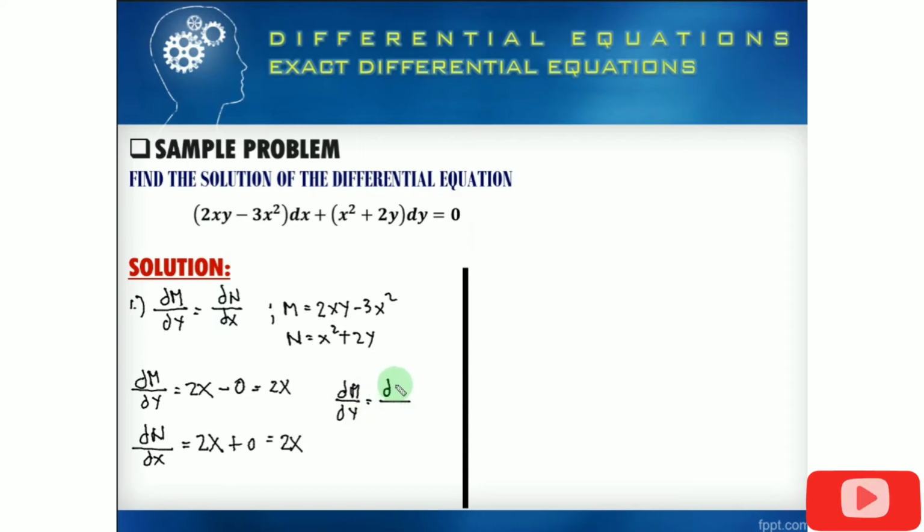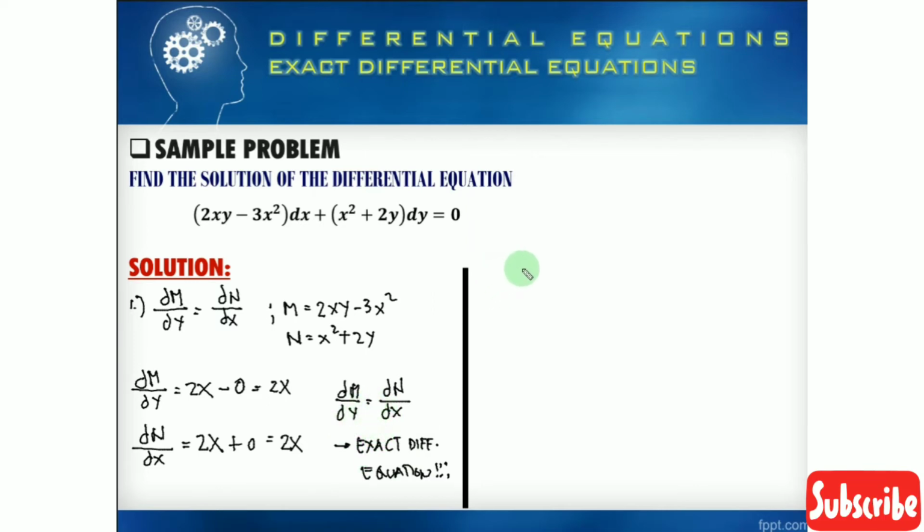So hence we can say that our partial derivative of m with respect to y is equal now to the partial derivative of n with respect now to x, and we can say that it is an exact differential equation. Okay, so we can solve this one using the exact differential equation.